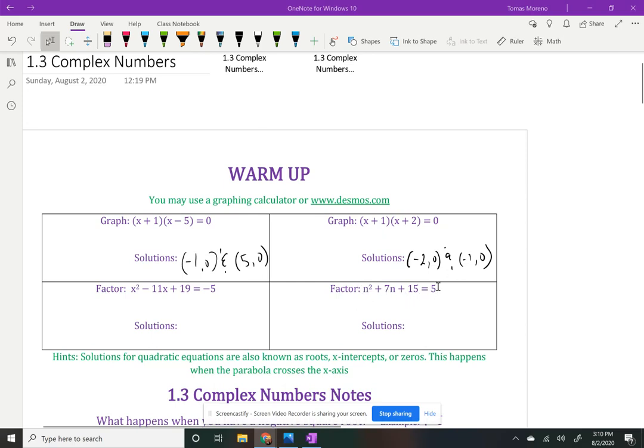So right here, I notice it does not say equal 0. Notice over here it says equal 0, equal 0. That's what we want. We want it to say equal 0. So how do we get this problem? How do you get this to equal 0? Well, we have to subtract 5.